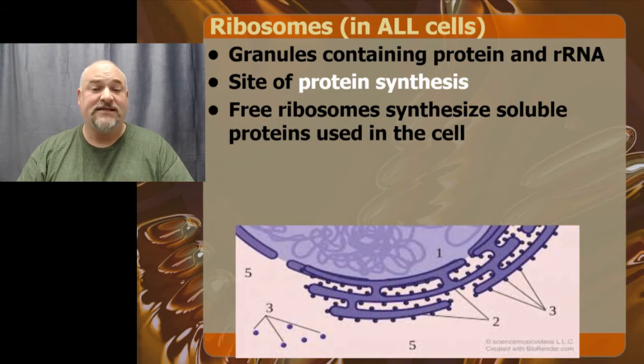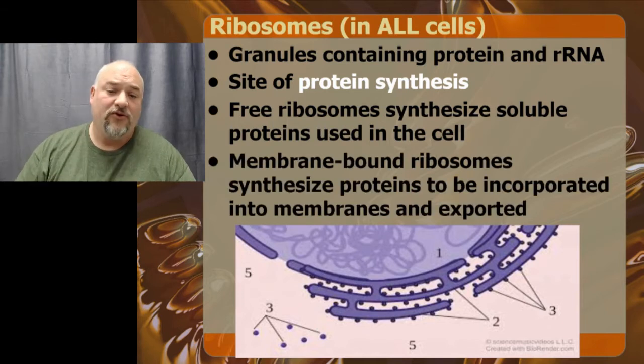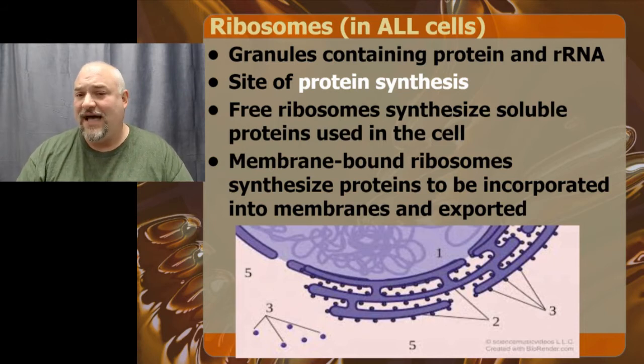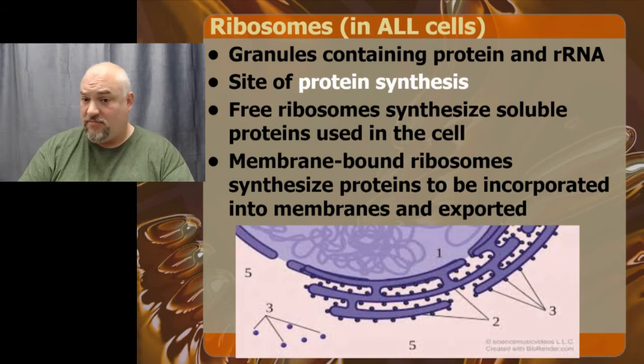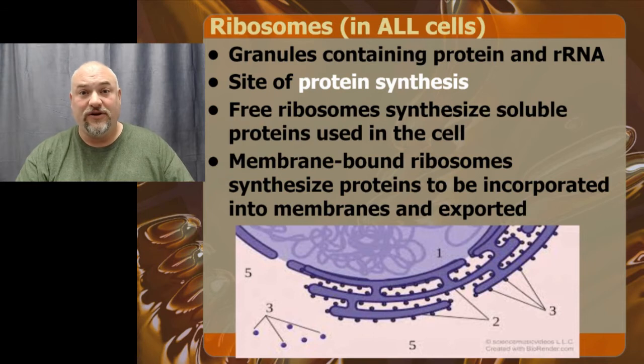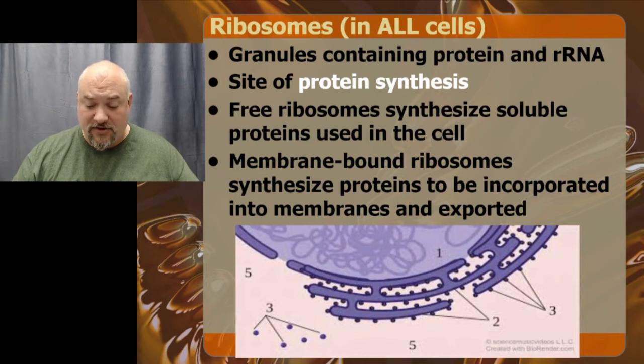The rest of them are membrane bound ribosomes. And those ones are stuck to membranes, most specifically onto endoplasmic reticulum or rough ER membranes, which we'll talk about a little bit later. And their job is to synthesize proteins. Synthesize means to make again. To synthesize proteins that get incorporated into membranes within the different organelles of the cell, and ones that are going to be exported out of the cell to get into interstitial fluids or the bloodstream or wherever, so they can go to other cells and do other jobs.